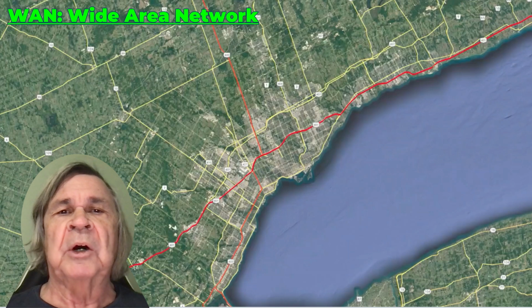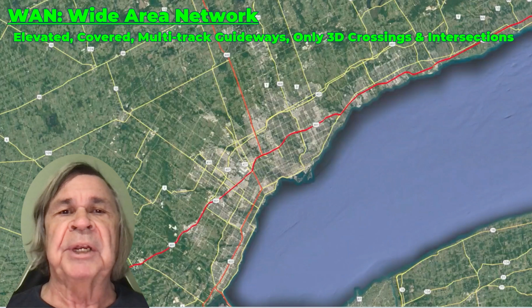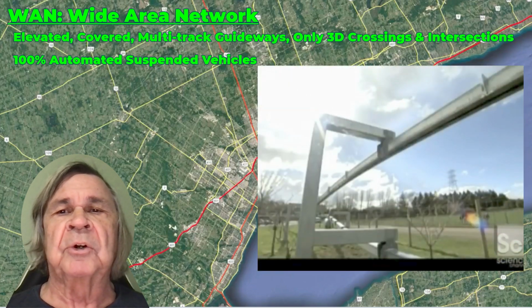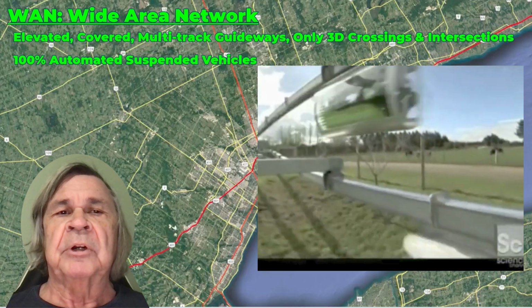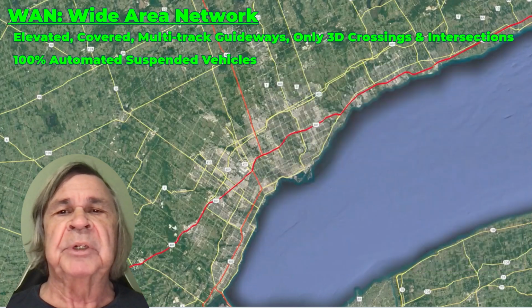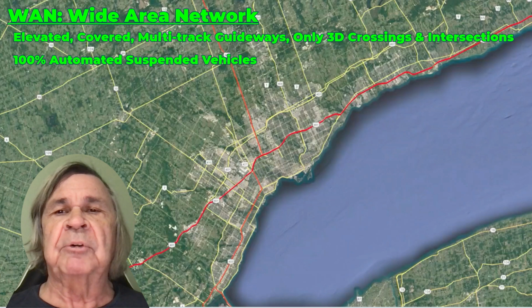NETS has a mode we call WAN, for Wide Area Network, which uses elevated, covered, and multi-track guideways with only 3D crossings and intersections. WAN vehicles are fully automated and move suspended beneath the tracks. There are many suspended vehicle systems, like the Schweeb one shown here. WAN vehicles are larger than Schweeb ones, accommodating 2 large adult passengers comfortably, or carrying similar sizes or masses of goods. The other features make for trivial automation requirements.